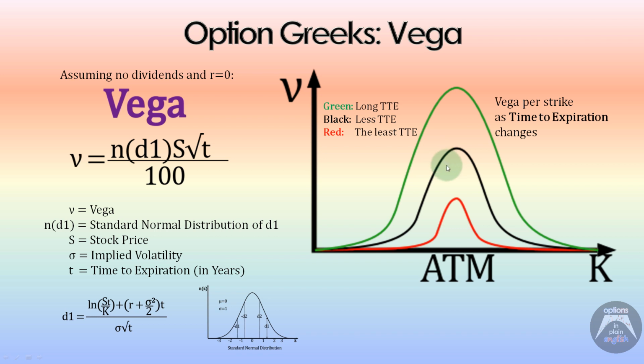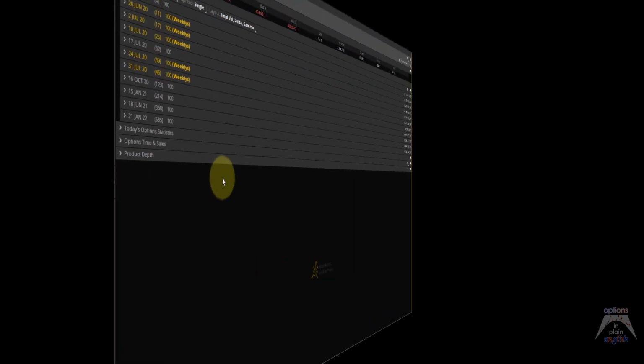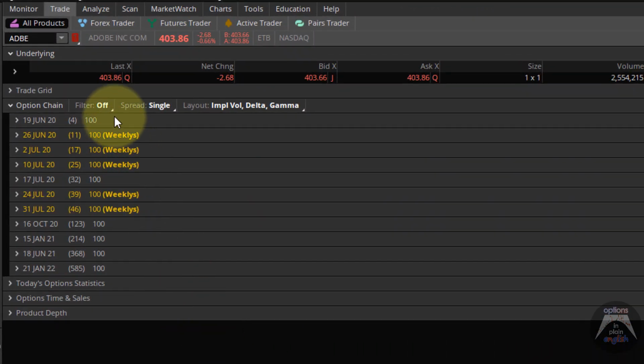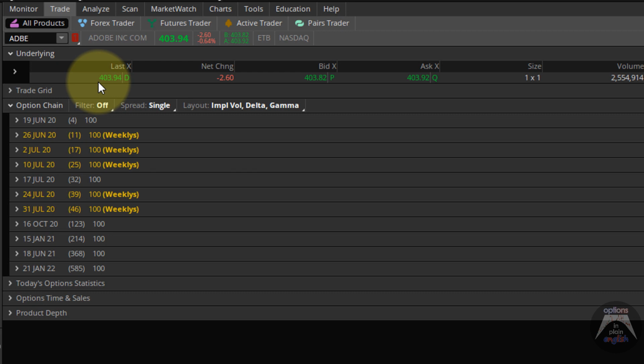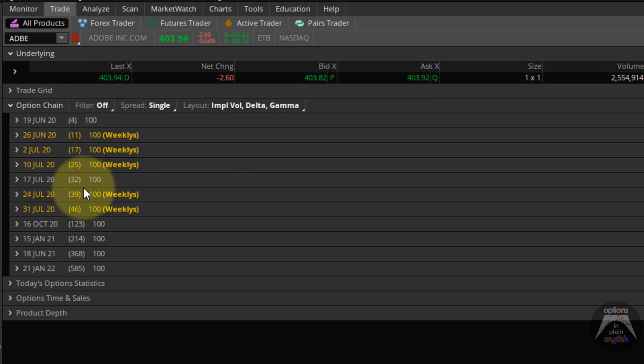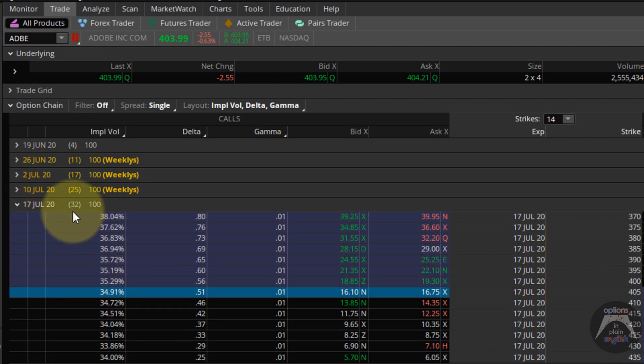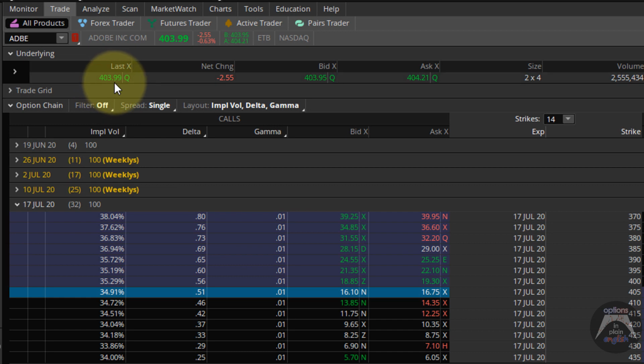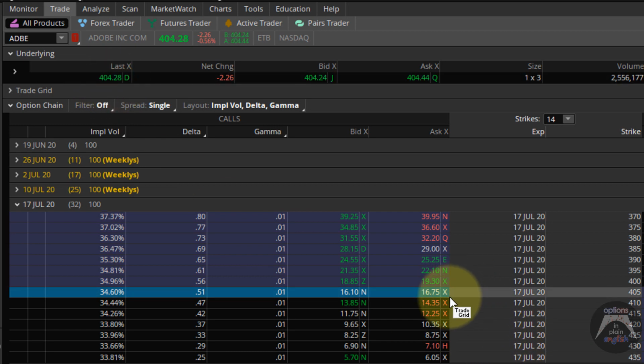Now let's go to our platform and take a look at an example with real data. So we're going to go to our trading platform, and we have Adobe right here. ADBE is a ticker symbol, and we can see that it's trading at $404. So we're going to open the July 2020 expiration with 32 days to expiration, and I would say that the at the money at 404, pretty much the at the money would be the 405 strike price.